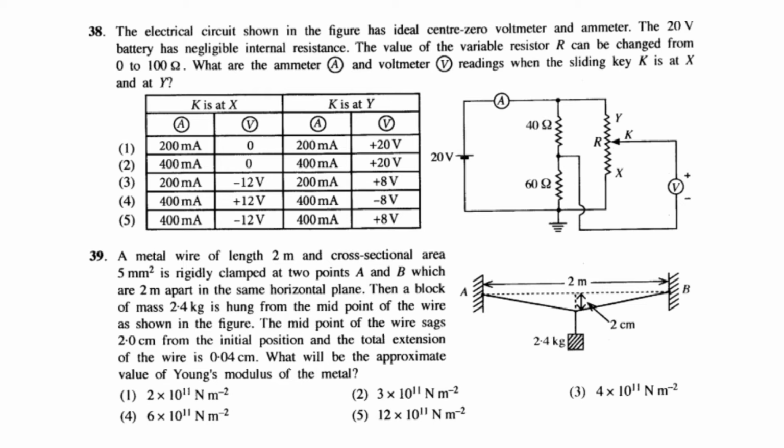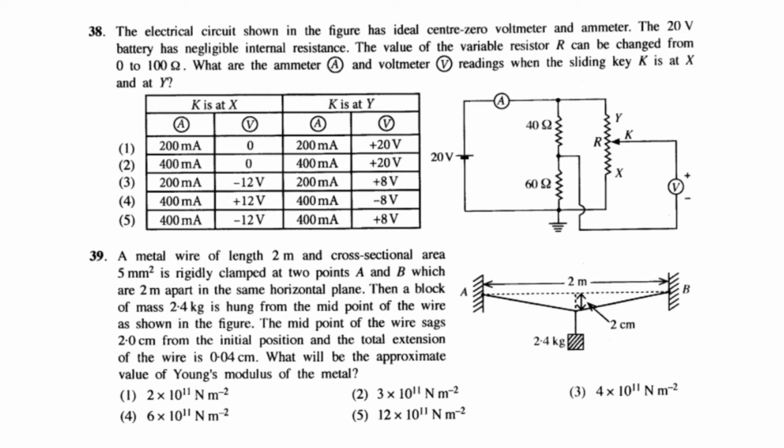Question number 39. A metal wire is rigidly clamped at 2 points A and B. When a mass is hung from its midpoint, the midpoint sags from its initial position. They are asking for the approximate value of the Young's modulus of the metal.